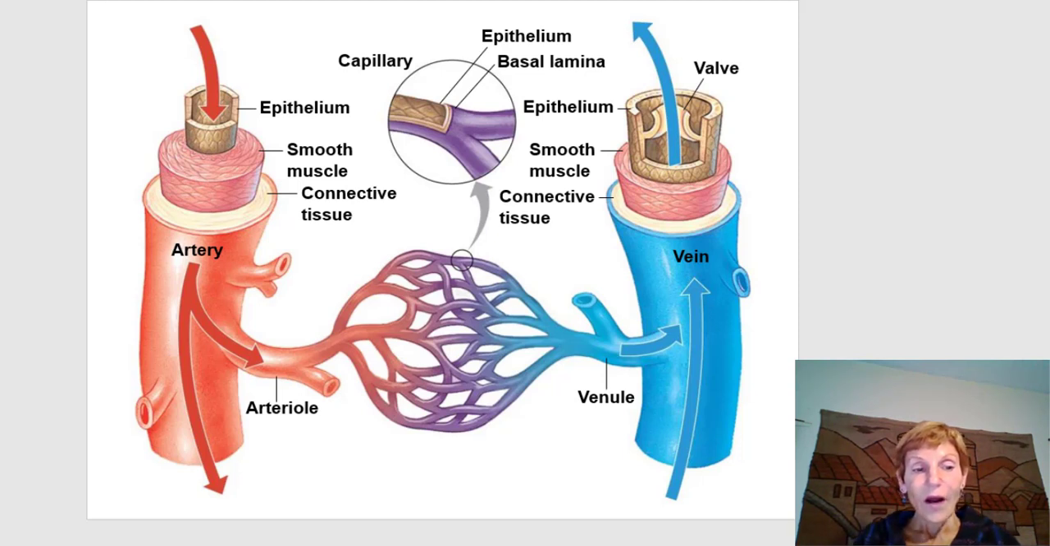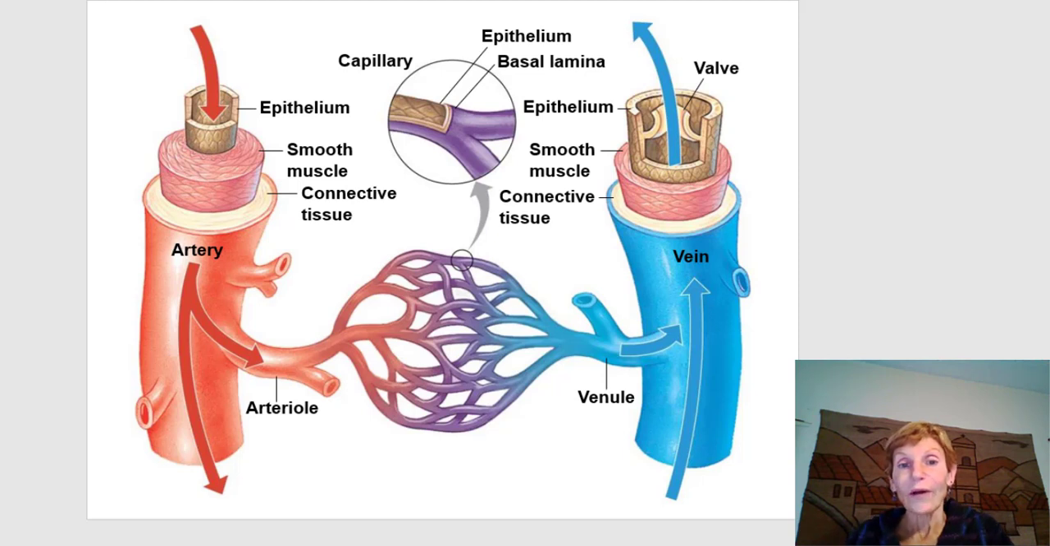We have one more thing to talk about with respect to these blood vessels, and that is that the blood vessels can also be regulated in terms of their width, how narrow or how wide they are at any given time, which will help regulate blood flow to a particular organ or tissue.